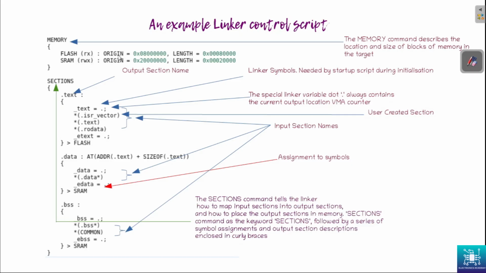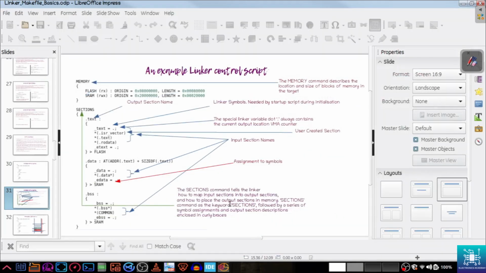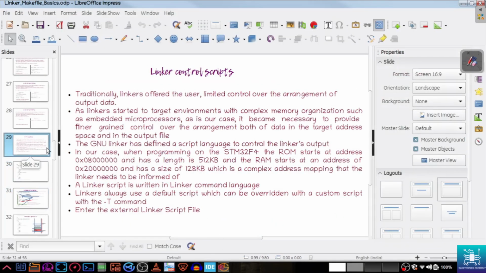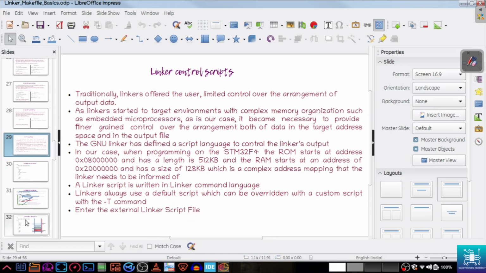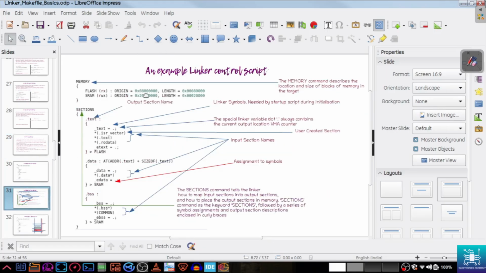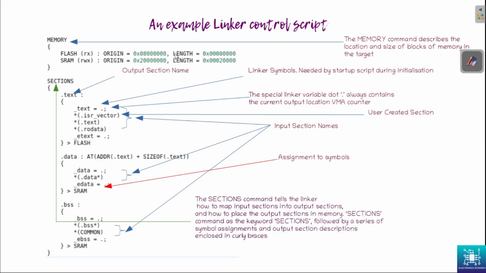So the keyword origin means where the memory starts from, and the length. So this is 512 KB and this is the origin of the RAM, and the RAM as we saw is 128 KB. Okay, so that is what is mentioned here for use later. So this is one part of the linker script file.